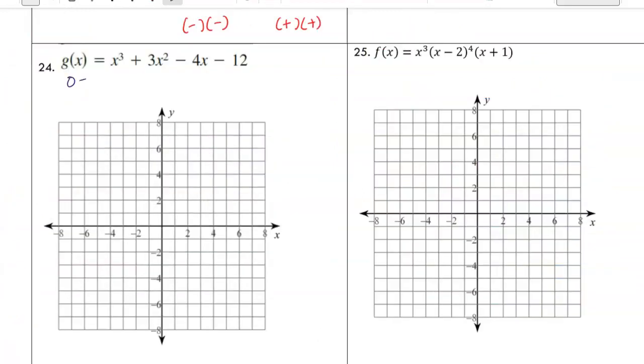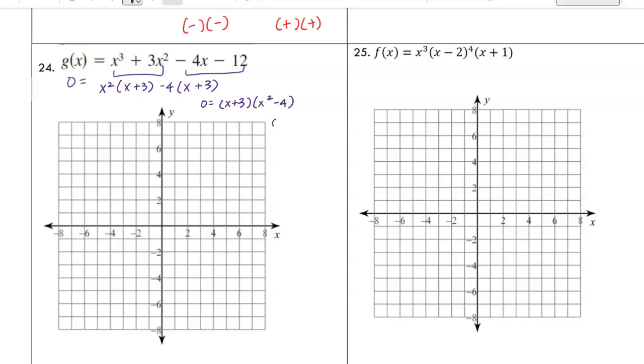Okay, so for this one, let's go ahead and solve for zero. I'm going to factor by grouping. x squared, x plus 3, minus 4x plus 3. So you end up having 0 equals x plus 3, x squared minus 4, and then 0 equals x plus 3, and then x plus 2, x minus 2. So the zeros are going to be x equals negative 3, x equals negative 2, x equals 2, and all with a multiplicity of 1. So that means it's going to pass through every single time.